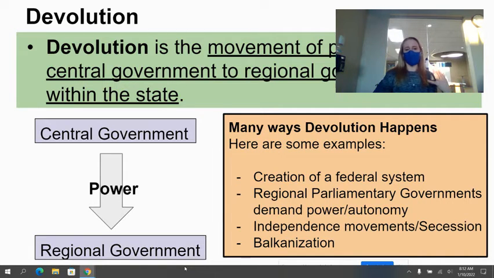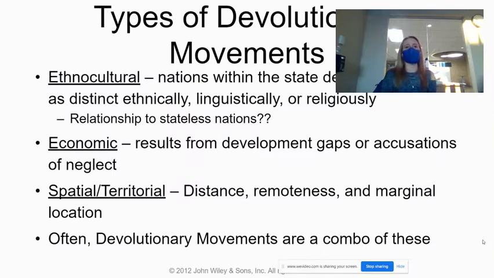So the next slide we're going to talk about is the types of devolutionary movements.